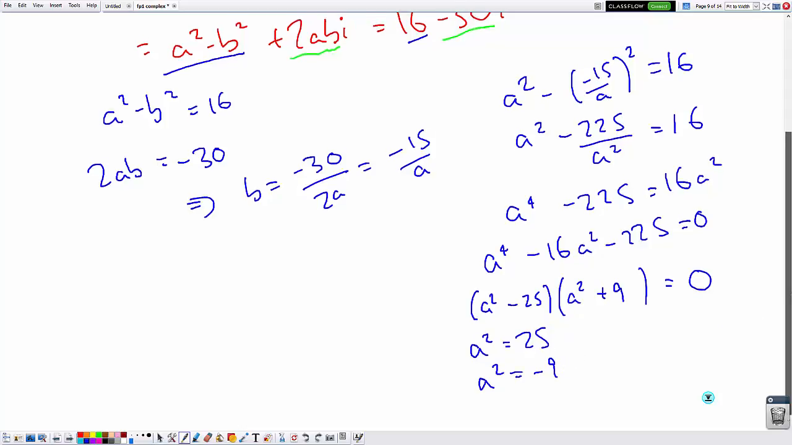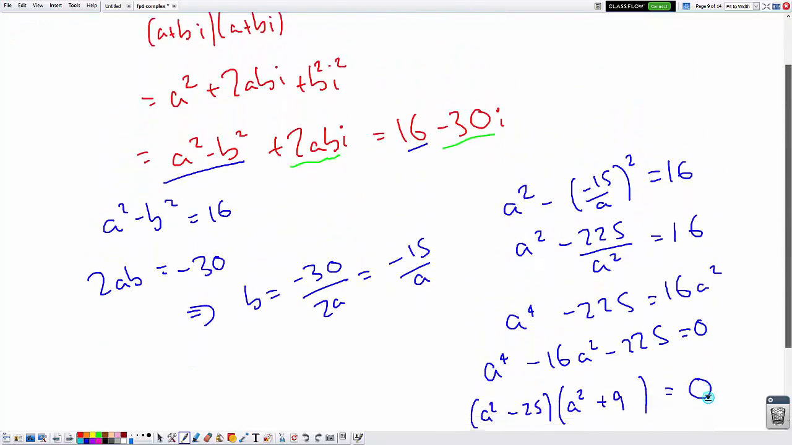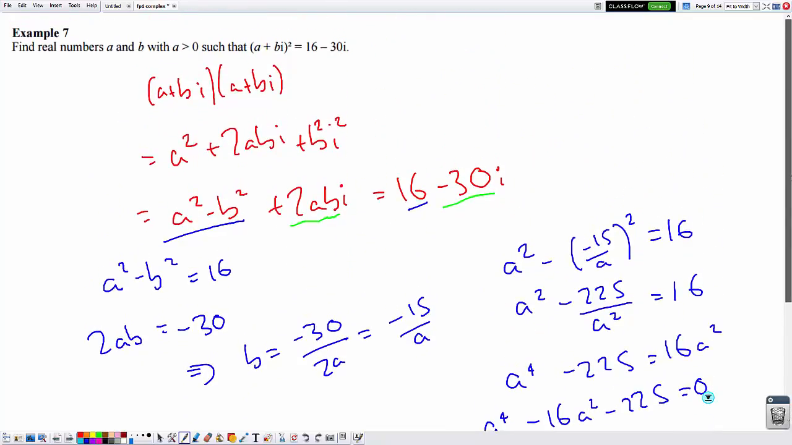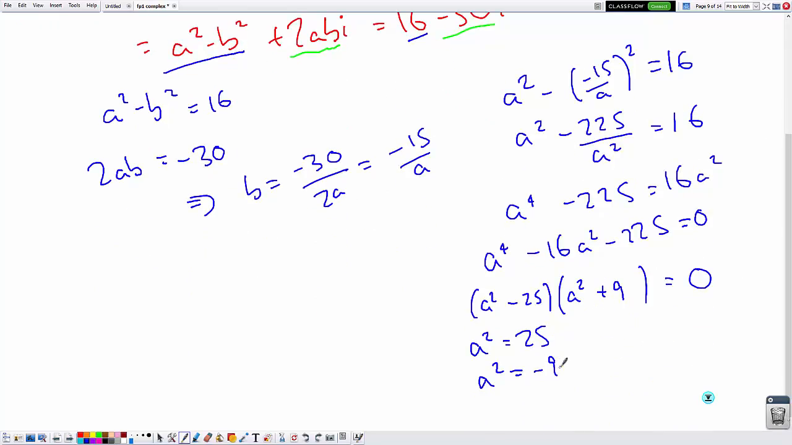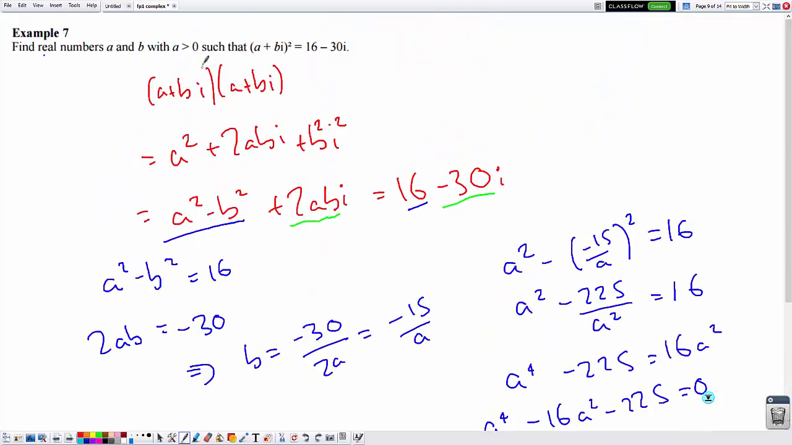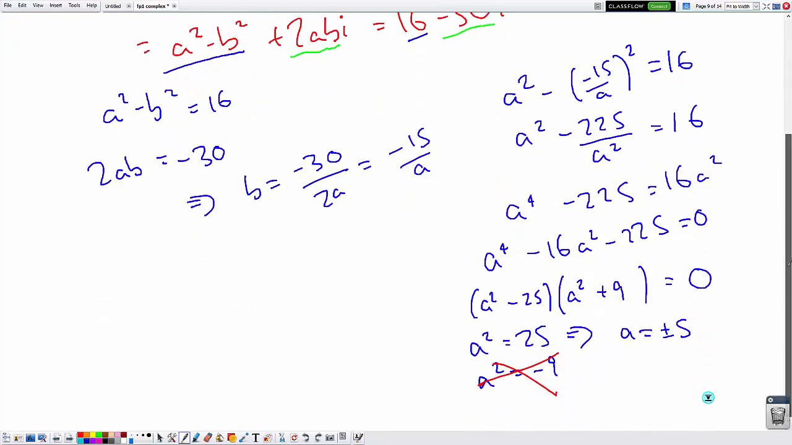But we were told that a is greater than 0, and a is a real number. Real numbers a and b. This one will give me a is equal to plus or minus 3i. So we're going to ignore this because we've been told a is a real number. So what does this give me? This gives me two possible values: a is equal to plus or minus 5. But we were also told a is greater than 0, so we actually know a is equal to positive 5.